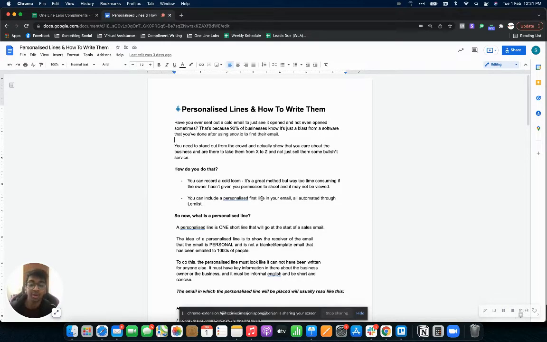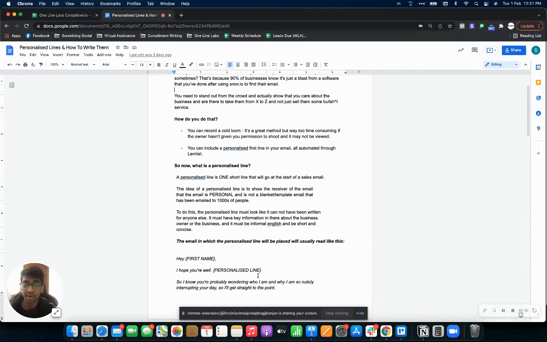So let's go over what a personalized first line is. A personalized line is one short line that goes at the start of an email. The idea is to show the receiver that the email is personal and not a blank template that you've been emailing to thousands of people. To do this, you should write a personalized line in such a way that nobody else could write it about them, so about their personal achievement, about their story. We'll go over this in much more depth, the three ways that we use to write personalized lines, and how you can teach your virtual assistant or hire somebody to do that.